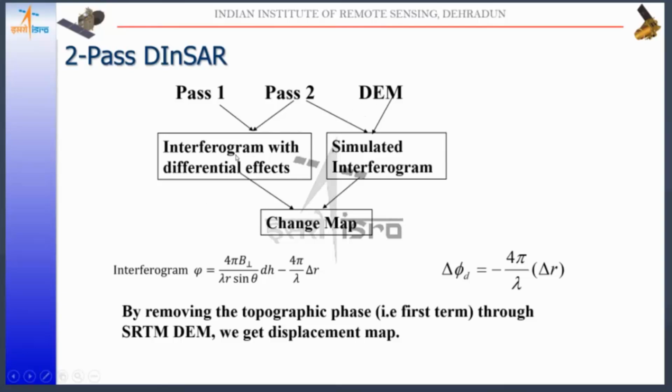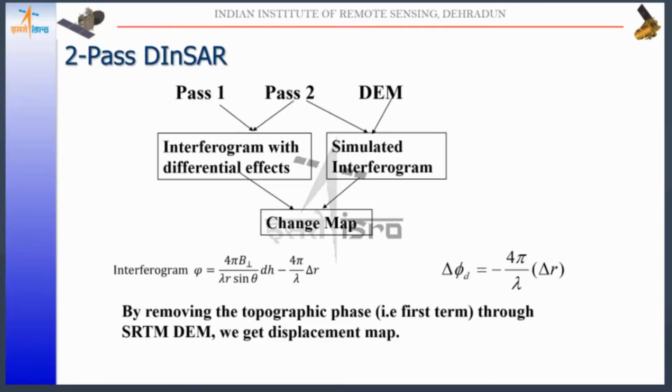So if we form one interferogram between the actual image and one from the DEM, and if we subtract this one, then we will get the change map, and from there we can derive the height, and then we can perform the geocoding, and then we can find the height of this one. Okay, so that is called the displacement map. We will have the 2-pass interferometry.